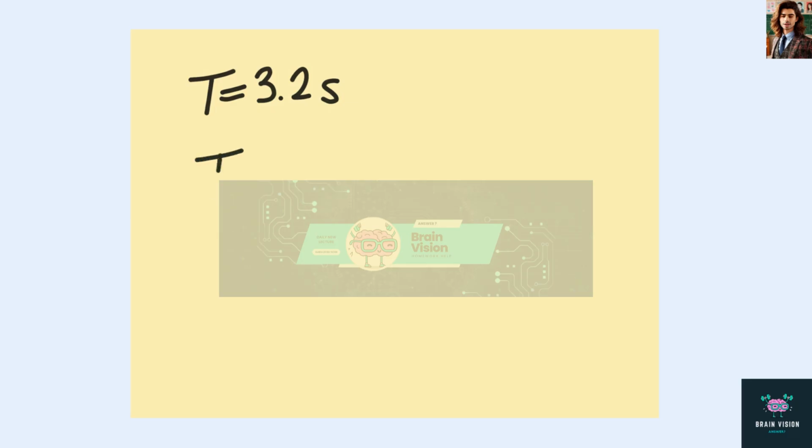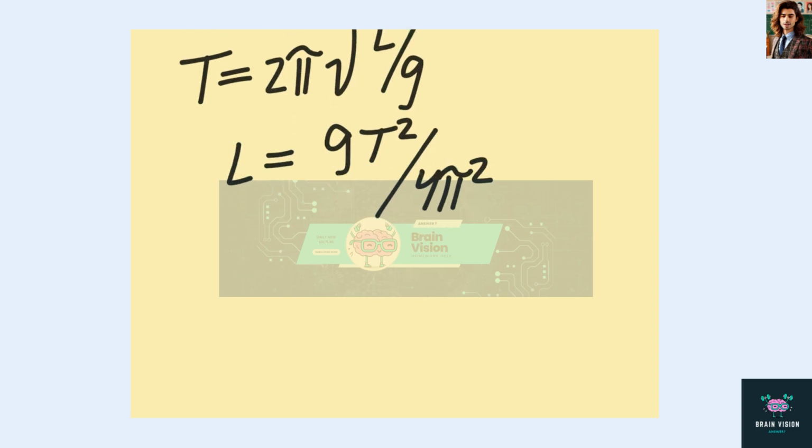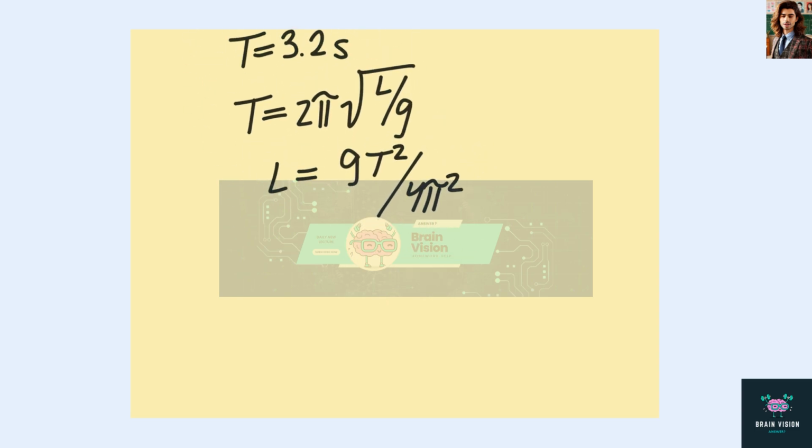For this, we're going to use the equation period equals 2 pi times the square root of length divided by gravity. And rearranging this to solve for length, we have length equals gravity times period squared divided by 4 pi squared.